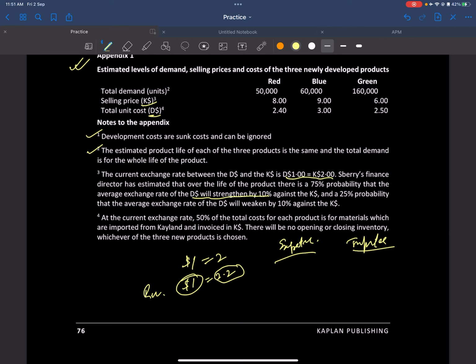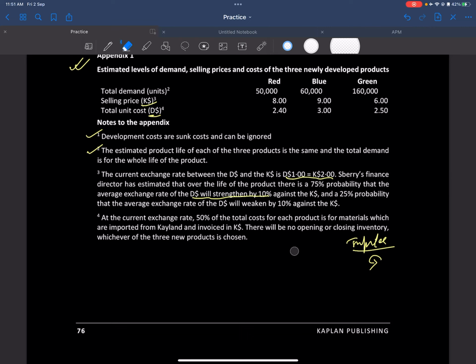But if you are importing goods from there, what happens? If your dollar becomes stronger, you will be able to import more goods. Before it was $1 equals 2, and you're importing goods from there, that means for the same dollar you will be getting more goods. So it's exactly the opposite. So 75% probability is strengthening and 25% probability is weakening.